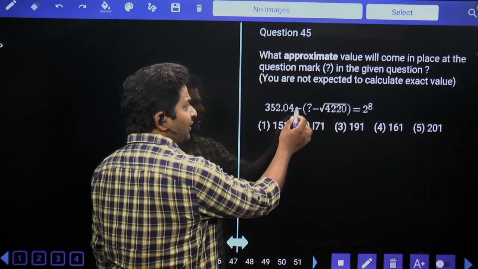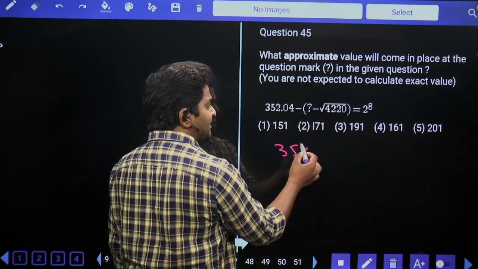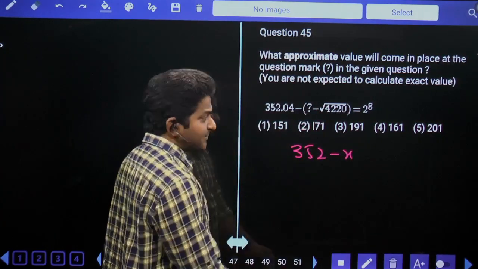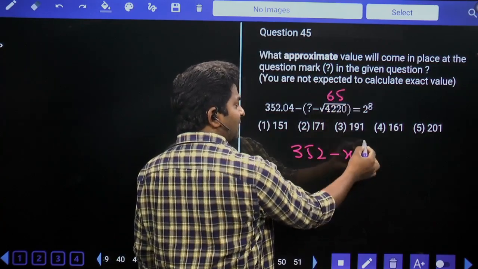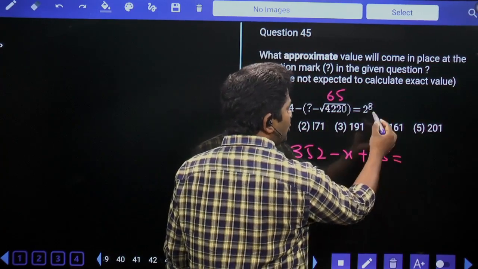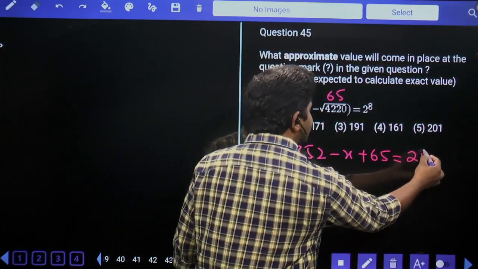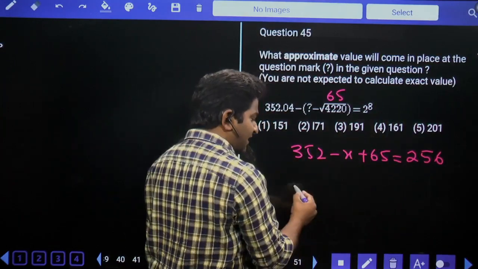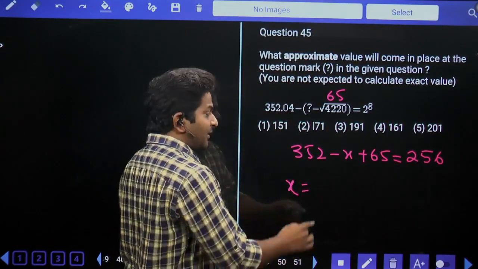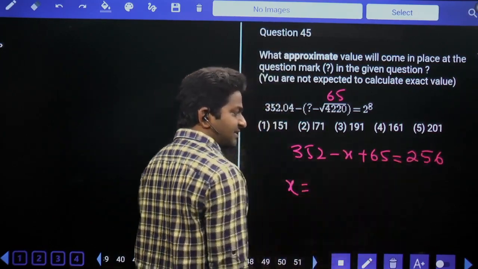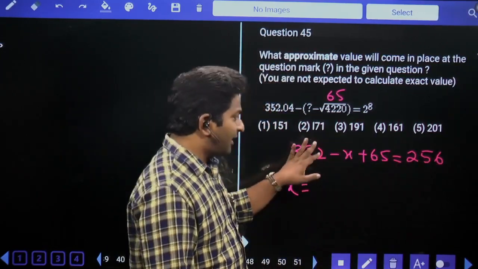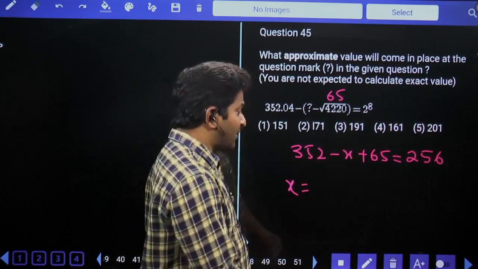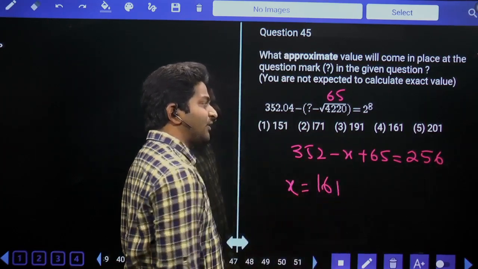Now 352 minus x, minus of minus becomes plus. This is 65 square. So plus 65 and then 2 to the power of 8, which is 256. If you take 256 to the left hand side and minus x to the other side, so positive x is equal to 352 minus 256. First subtract 252, 100 we have. Still we have to subtract 4. Subtract 4 from this number, that is equal to 161. Fourth option answer.